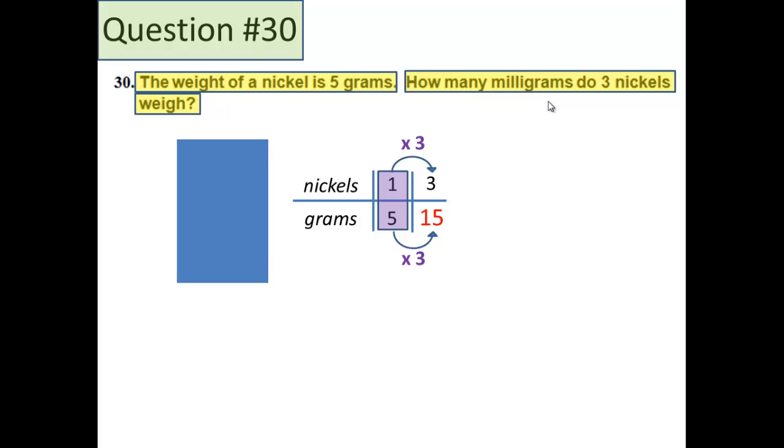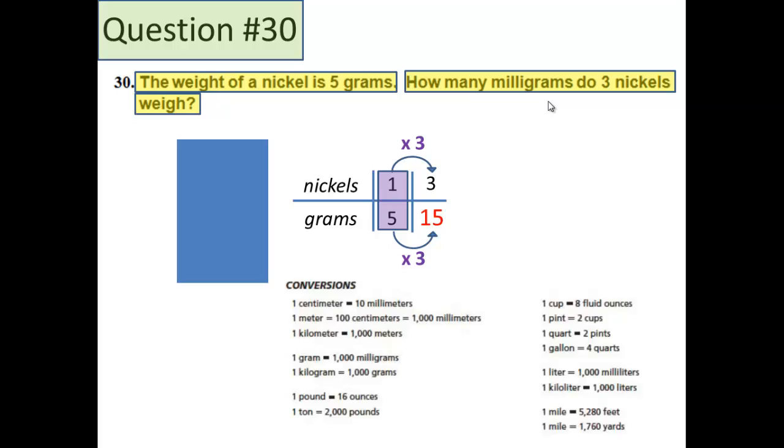Y'all, first of all, you have a reference sheet. And we talked about this once before. There is a piece of information on this reference sheet that you can use. And some of you know this by heart, which is great. But use the reference sheet just to make sure. Can you point on the reference sheet the conversion that's going to help you solve this problem? Go ahead and look. Point now. Did you point to this one? If you did, you were right.